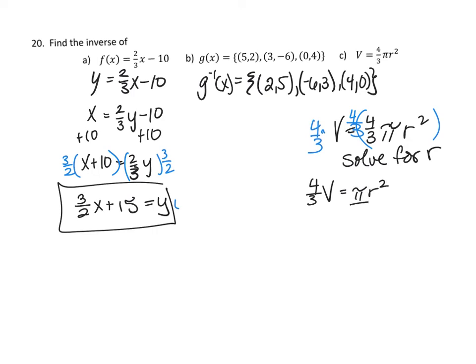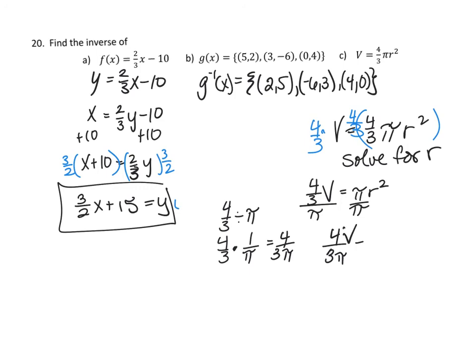We're going to divide by pi. So when we do 4/3 divided by pi, that's 4/3 times the reciprocal, 1 over pi, which makes it 4 over 3 pi. So we get 4 over 3 pi v equals r squared, and now we take the square root. So we get the square root of 4v over 3 pi equals r. And we don't do plus and minus, because radius has to be positive.